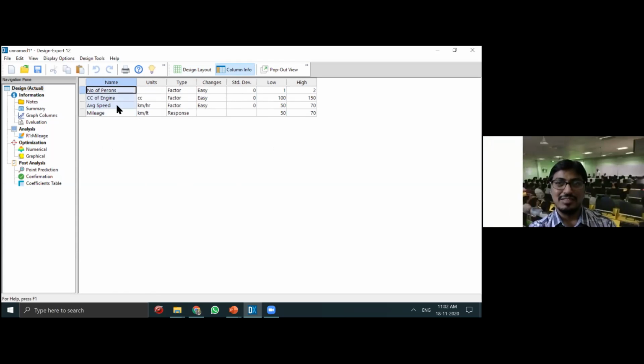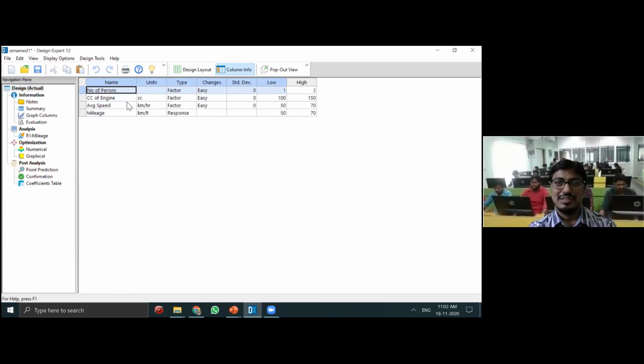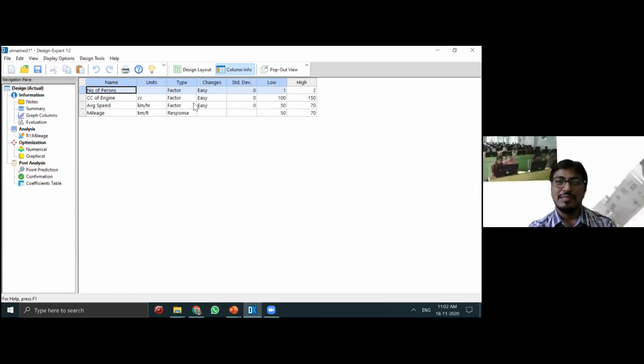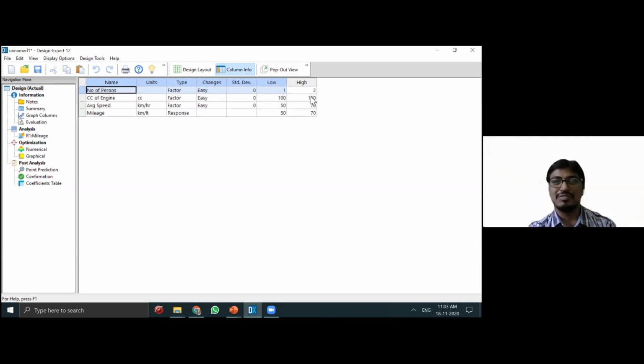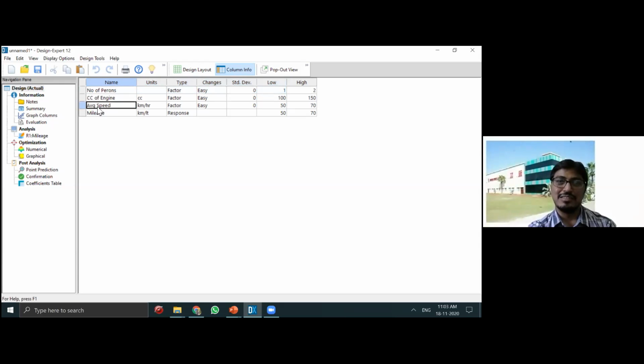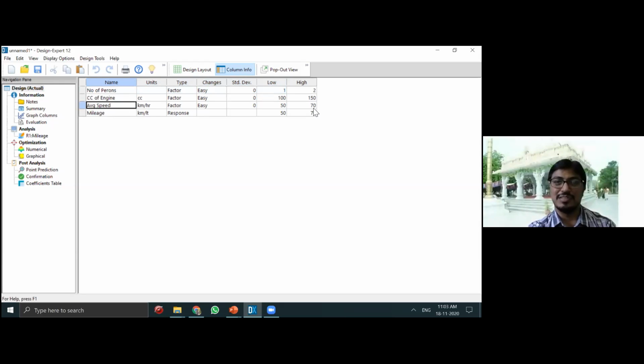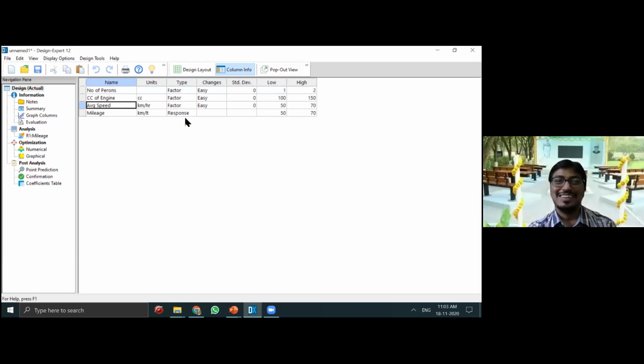I mentioned, rightly or something like, number of persons: low is 1, high is 2. Capacity of engine in cc is a factor, and the low level was 100, high level was 150. By chance you may have made some misinterpretation while entering, so you can clarify that. So the average speed is this. So the mileage. I don't know why he has given the mileage 50 and 70. He has to mention it, right?